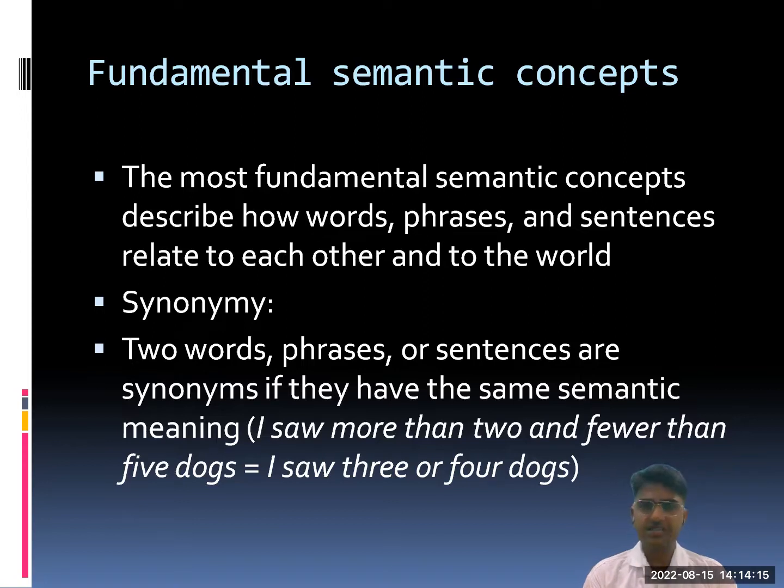For example, I saw more than two and fewer than five dogs. I saw three or four dogs. This is how semantics works. These are synonymous, because if I say I saw more than two and fewer than five, it is equivalent to I saw three or four dogs. This is playing with the language.